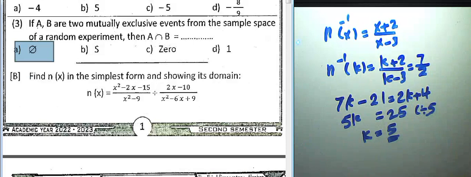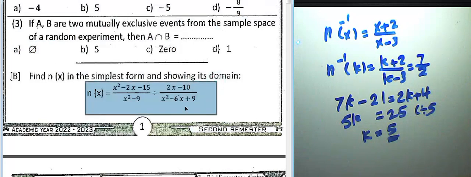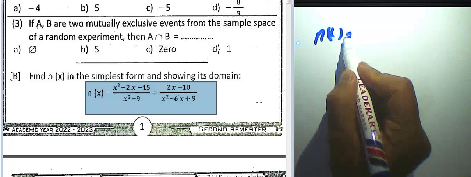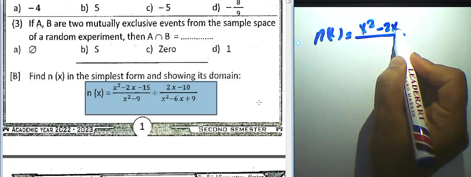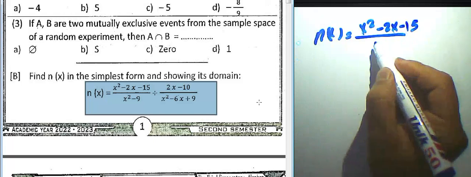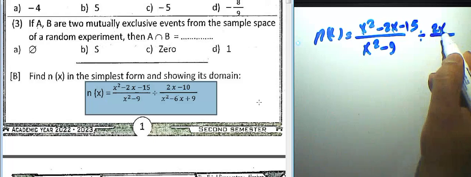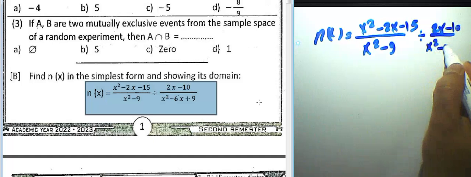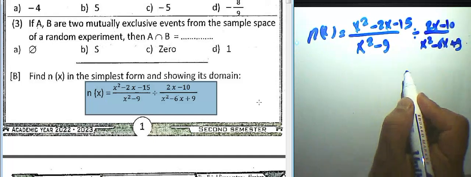Question letter B: find n of x in the simplest form. Okay, look with me here. I will solve all the steps. n of x equals (x squared minus 2x minus 15) over (x squared minus 9), divided by (2x minus 10) over (x squared minus 6x plus 9). Okay, we can simplify this example to the simplest form.